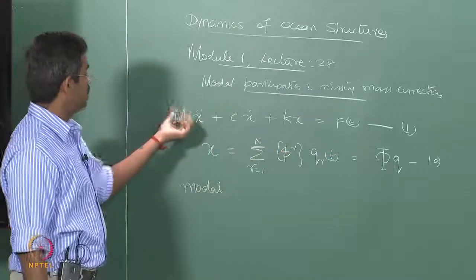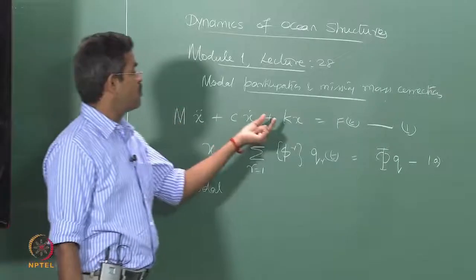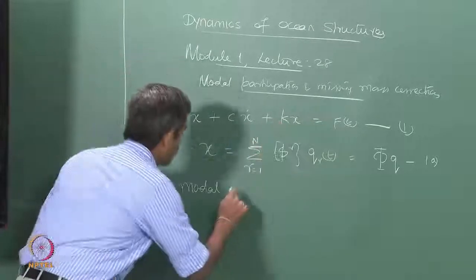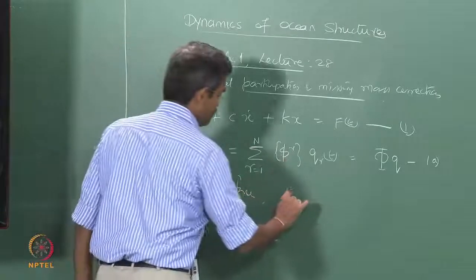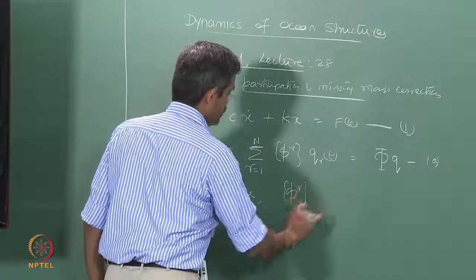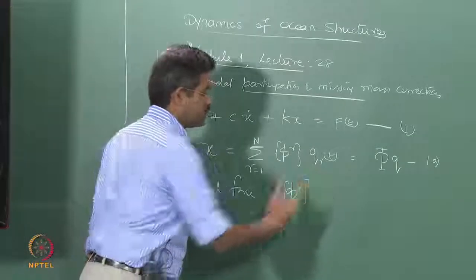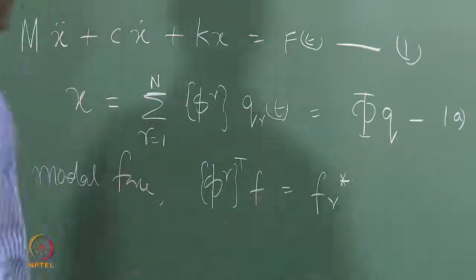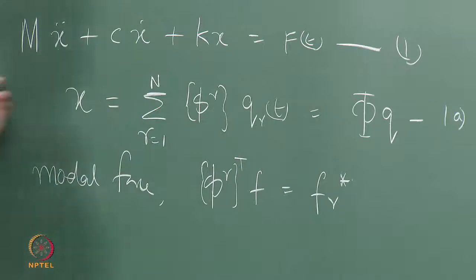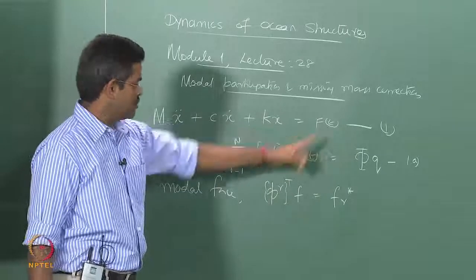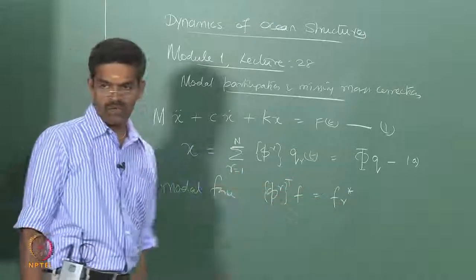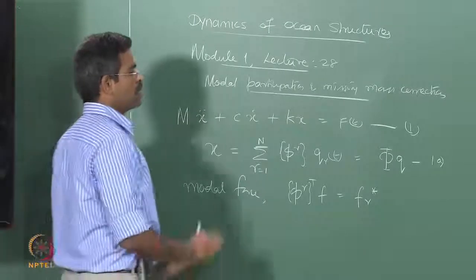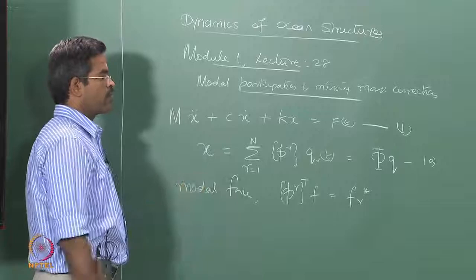So, phi transpose m phi will be a specific value, phi transpose k phi will be a specific value, phi transpose c phi will be known to me. And I am talking about the modal force, which was given to me as, let us say, phi transpose F, called F star, which we call the modal force. When I pre multiply this equation with phi r transpose for an rth vector, it is the modal force on r. So, one is interested to know what is the contribution of the higher missing modes in the total overall response, that is what we are focusing on.